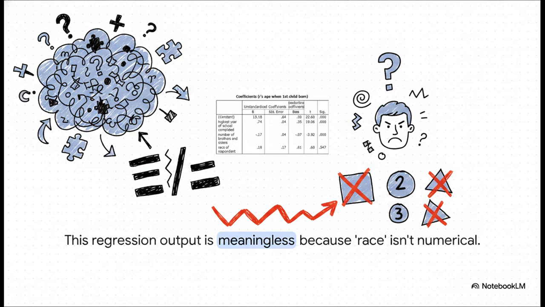The model is trying, but what it spits out is total nonsense. It's telling us that for every 1 unit increase in race, the age at first birth goes up by 0.1 years. Think about that. What on earth is a 1 unit increase in race? It's just gibberish, and that's because the numbers we assign to the categories are totally arbitrary.